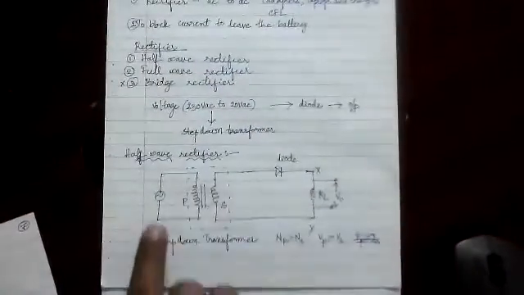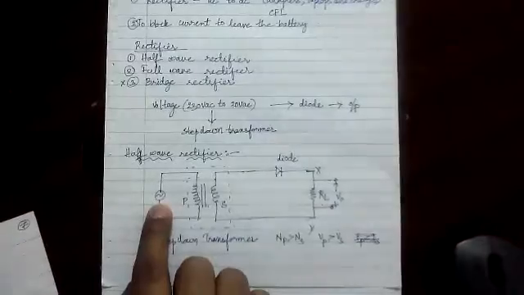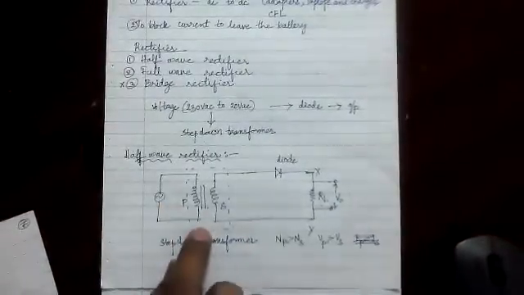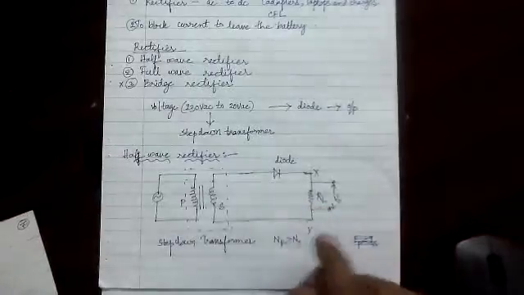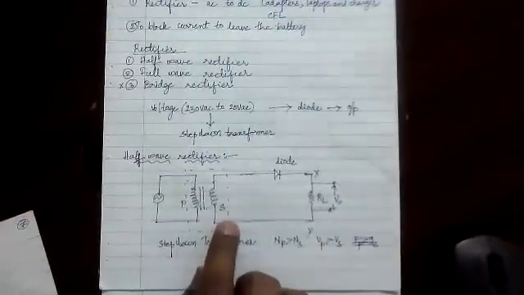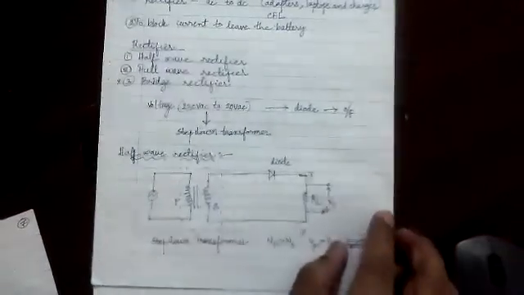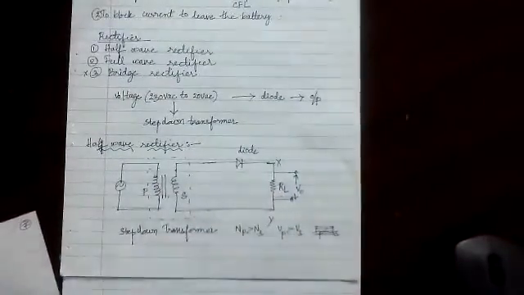In the half-wave rectifier, this is the AC supply, this is a step-down transformer, this is the diode, and this is a resistor. In the step-down transformer, the number of turns on the primary is greater than the number of turns on the secondary. Here RL is the load resistor across which the output voltage is measured.